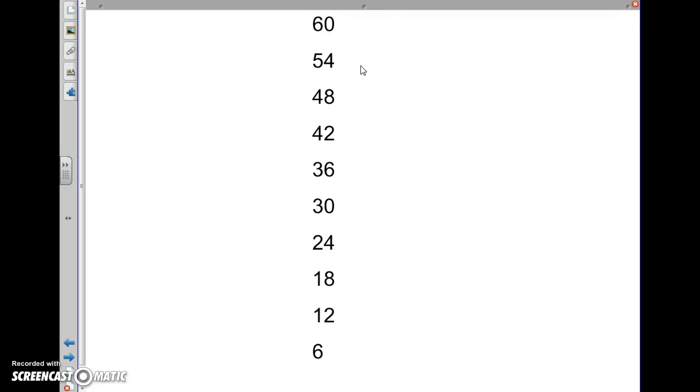And the last question is, what would the 14th multiple of 6 be? Remember, the 10th multiple and the 4th multiple, which are 60 and 24. So 60 plus 24 would be 84, the 14th multiple.